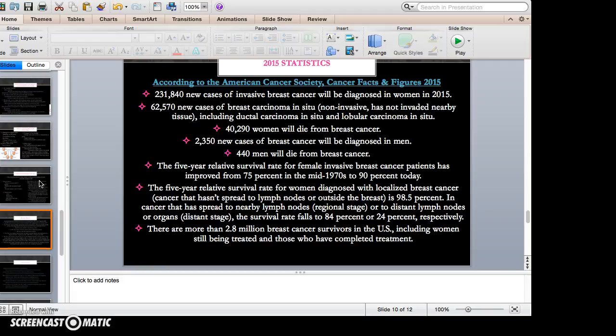There are more than 2.8 million breast cancer survivors in the U.S., including women still being treated and those who have completed treatment.